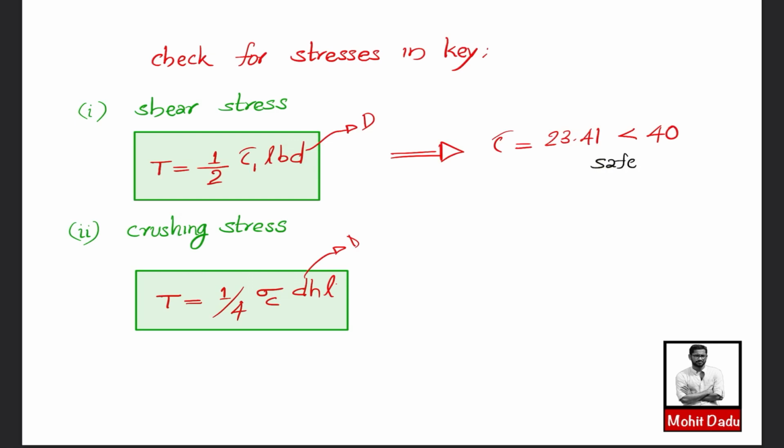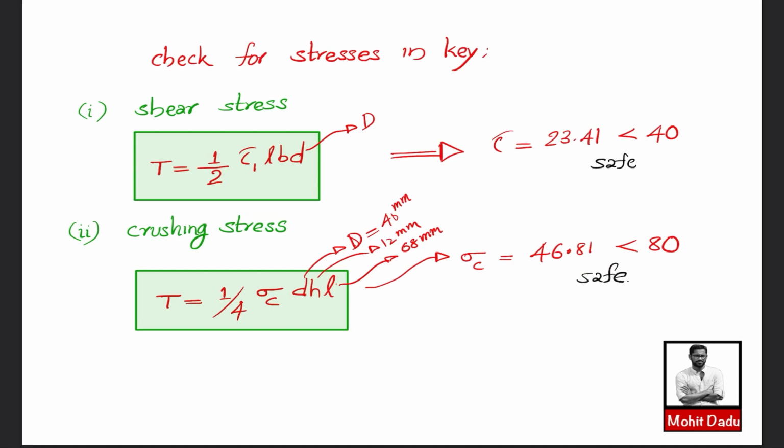In a similar way you can evaluate the crushing stress also from here. Sigma c you can evaluate with all other dimensions. This D is actually capital D, which is equivalent to 40 mm, or in SI units you can convert. h is 12 mm and this L is 68 mm. This torque you already have, 382 Newton meter. Then you can evaluate the sigma c value, which gives us 46.81 megapascal, which is lesser than the allowable crushing strength of this key material. So here also the key is safe according to both of these failures. So we have designed this element key also.